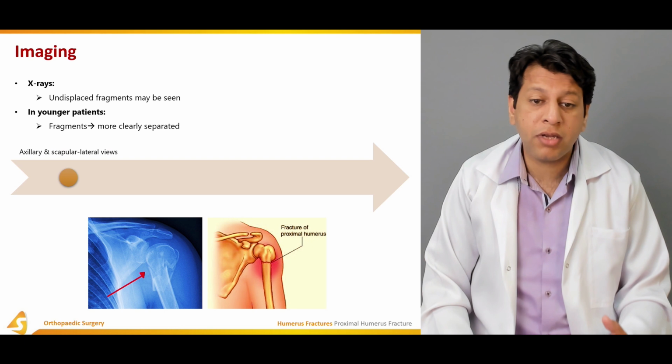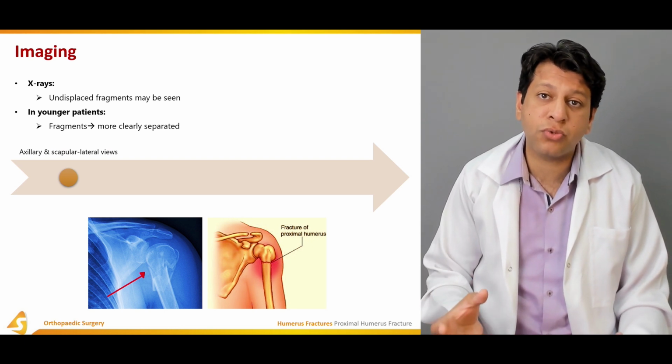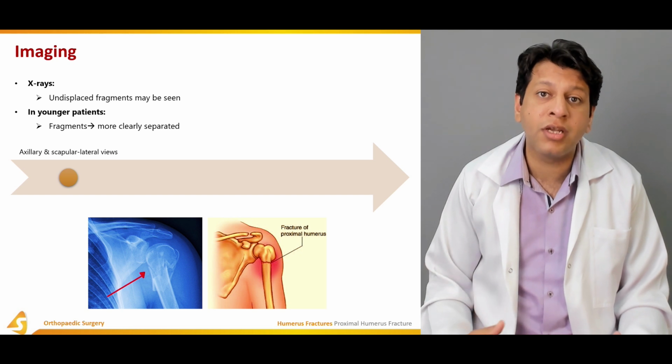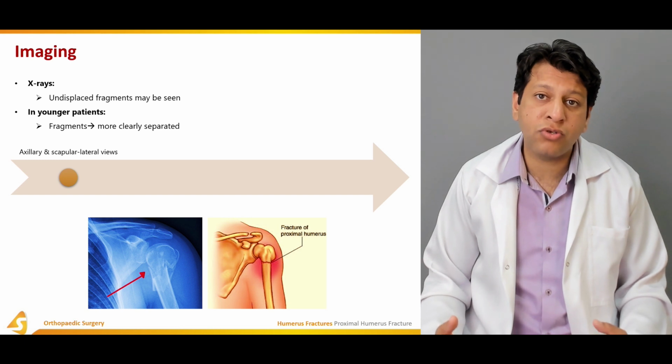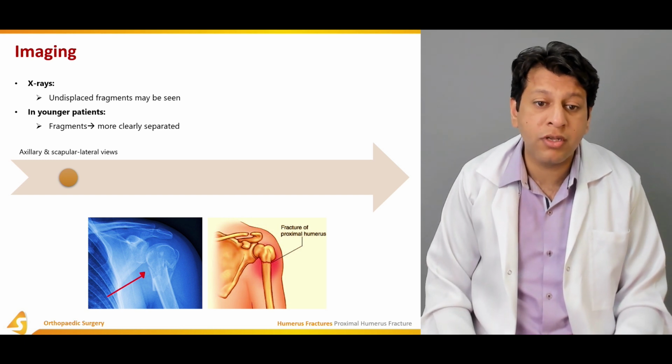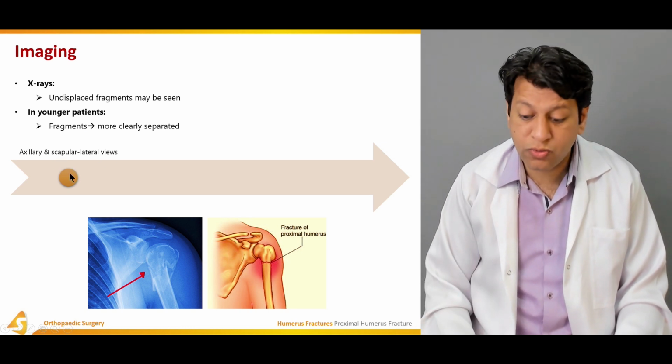And sometimes the AP view is just not enough. We have to see whether this is associated with dislocation or not, or whether there is associated subluxation or not as well, because there could be high energy trauma, there could be fracture dislocation of the shoulder. In that case, we need axillary and scapular lateral views or scapular Y views.